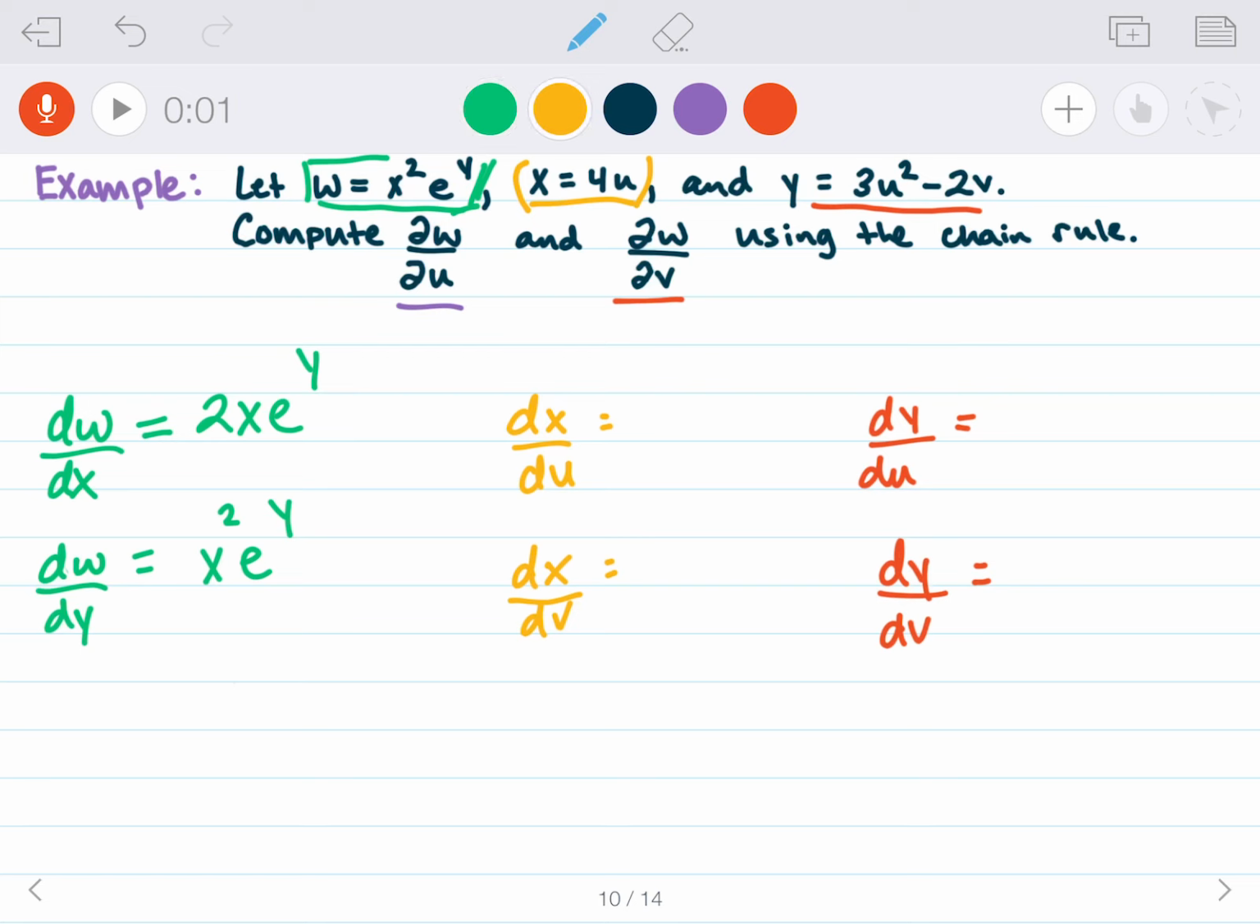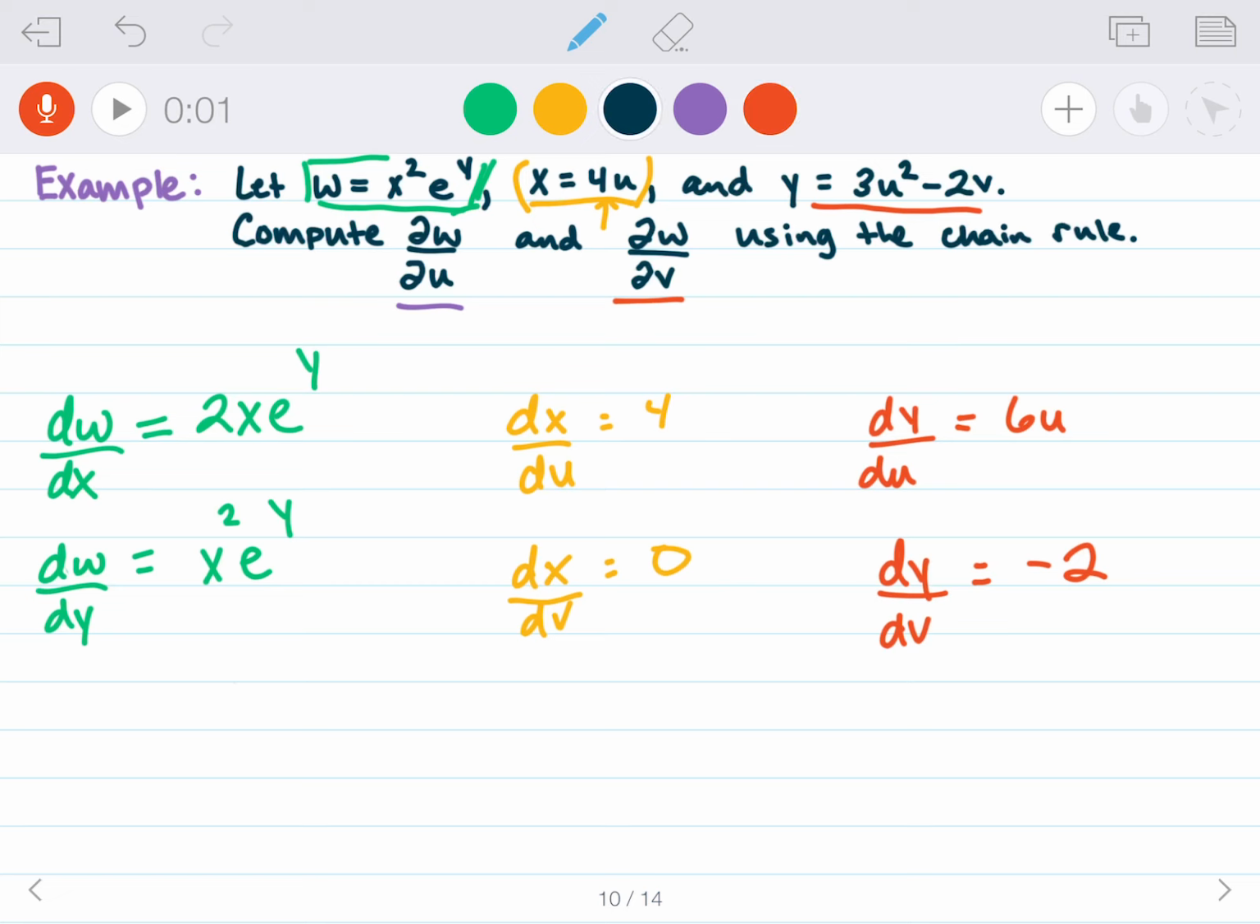Okay, so in yellow, dx du, the derivative of x with respect to u, is simply 4. The derivative of x with respect to v is 0 because we don't even see a v variable there. The partial derivative of y with respect to u is 6u, because v is being held constant. And the derivative of y with respect to v, if we hold u constant, is going to be -2.